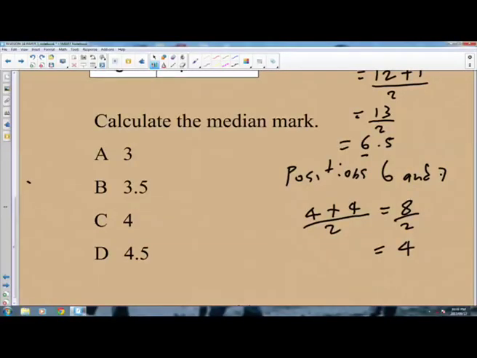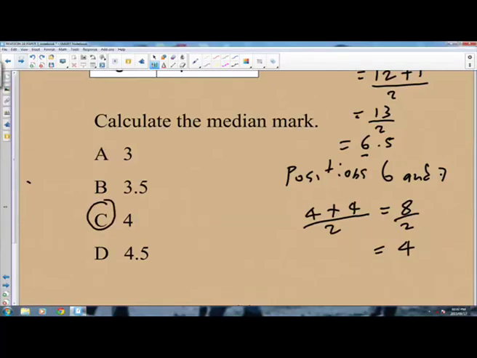Then after finding the position, you go back to the frequency table and locate the numbers at those positions. With regard to our question, the numbers at positions 6 and 7 are 4 and 4. So we add 4 and 4, then divide by 2. So 4 plus 4 is 8, divided by 2 is 4. And then we go back to the alternatives. A, 3; B, 3.5; C, 4; and D, 4.5. So the answer to this question is C. We circle the letter C because that's where 4 is.